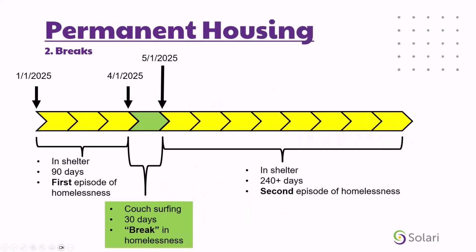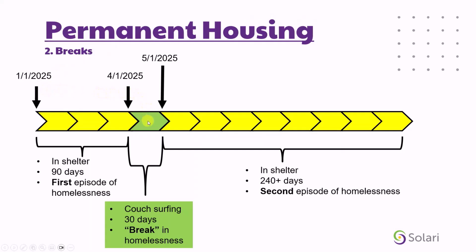So let's talk about permanent housing breaks specifically. This is a very similar scenario. In this case, the client is again experiencing 2 episodes of homelessness. And as an important note, it's considered a break in homelessness if a client stays in a permanent situation for 7 days or more. So in this situation, the client is in a shelter between January 1st and April 1st.